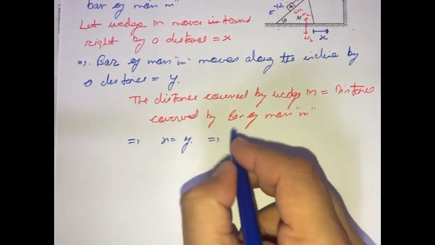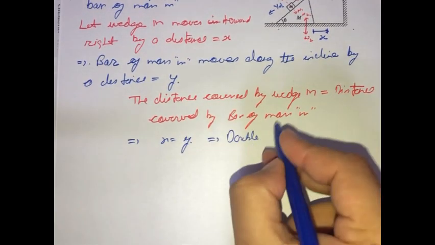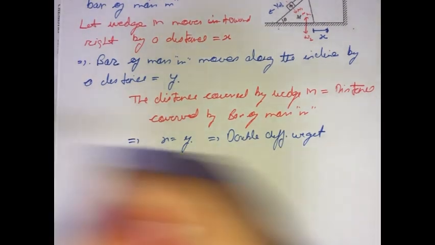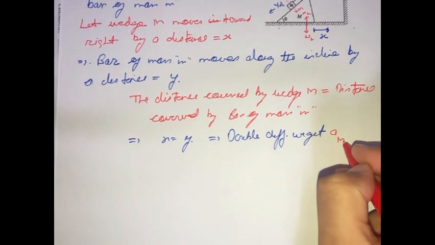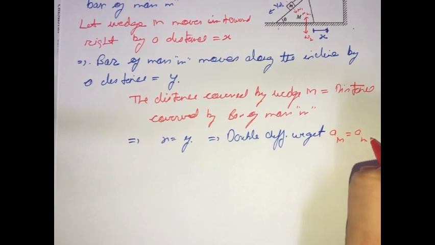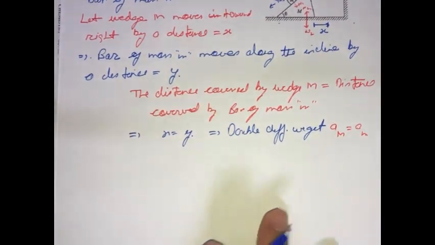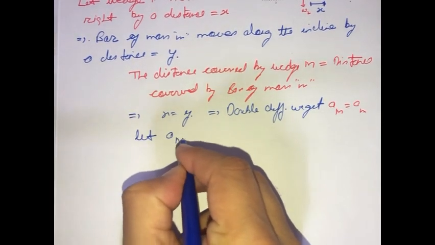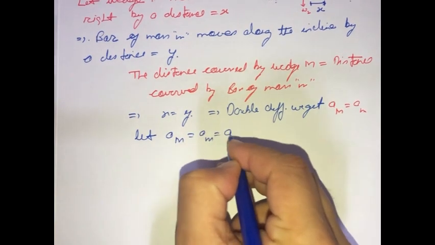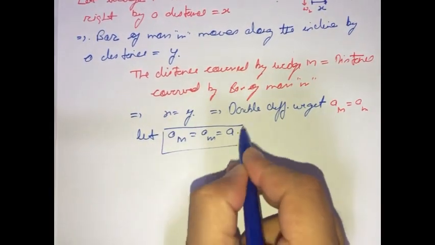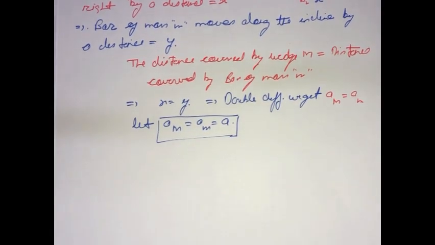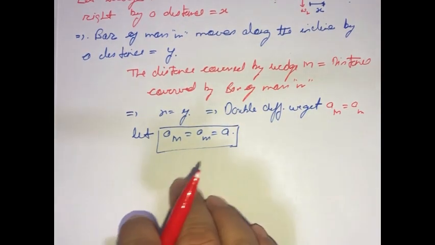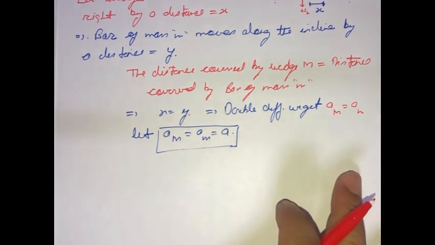So if we double differentiate this equation, we get acceleration of capital M is equal to acceleration of small m, and as these both accelerations are the same, we can say let capital A M is equal to small a m is equal to a. So they both are going to move with the same acceleration. One will be moving towards right, another one will be moving downward with the acceleration a along the incline.